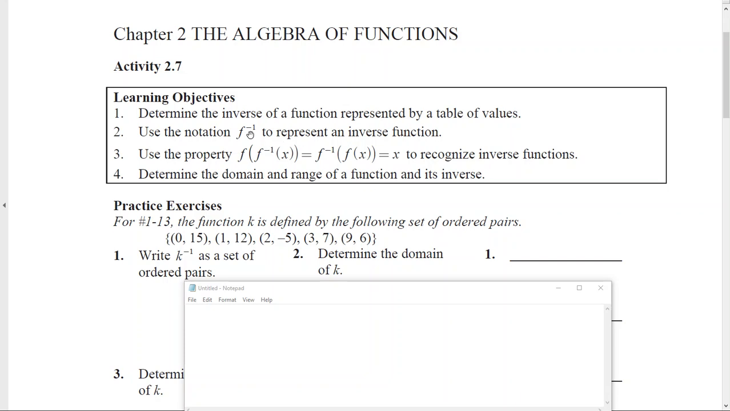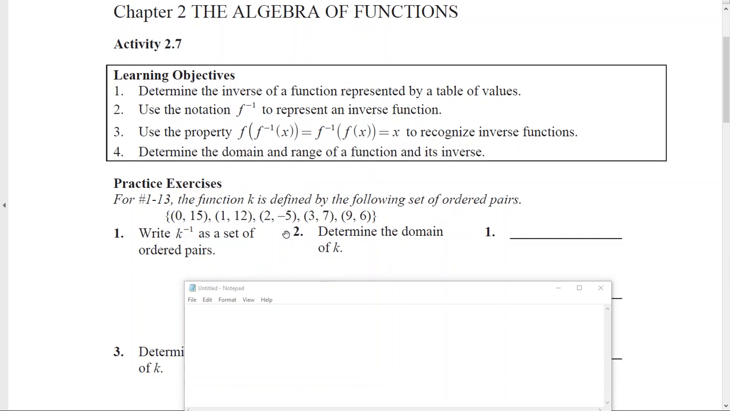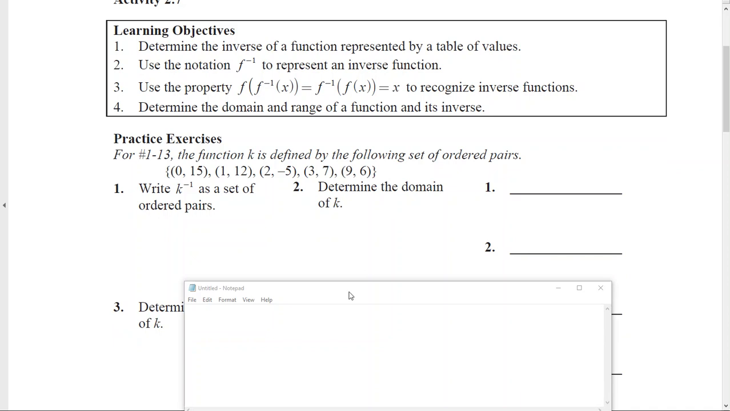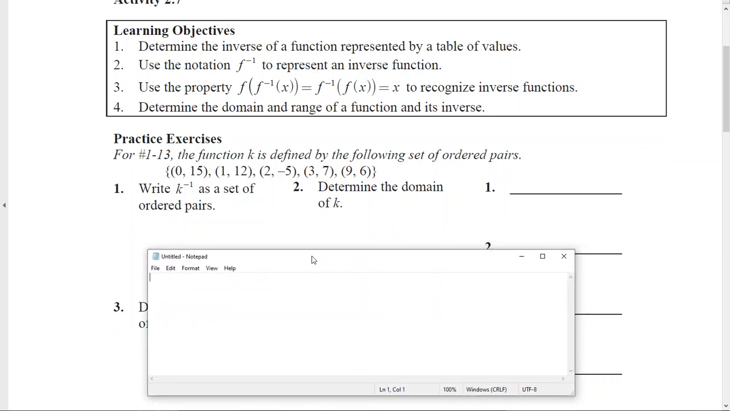All right, let's talk about the 2.7, 2.8 learning check assignment. In 2.7, we were focused on a numerical description of a function, whether it was in a table or a list of ordered pairs, and then the inverse of that function. The inverse of a function has input and output exchanged.